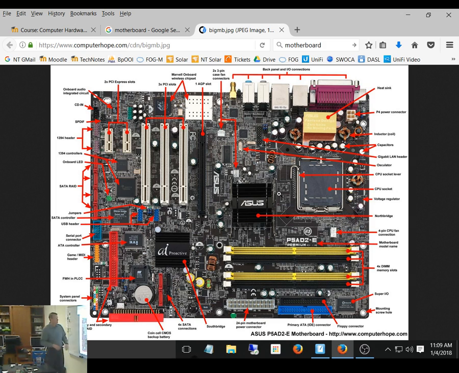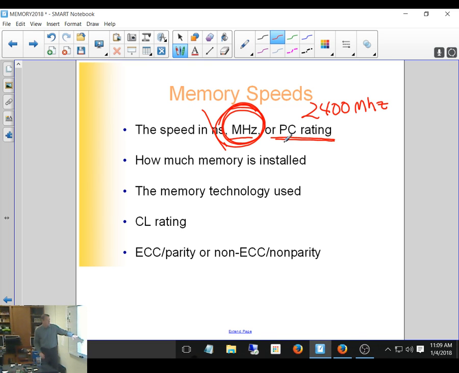Yeah? Okay. So that's really it, and there's a whole article that you're going to read today and answer a couple questions, but that's what that memory technology is talking about, what kind of extra stuff it has. And then CL rating stands for CAS latency, and that goes back to this picture.